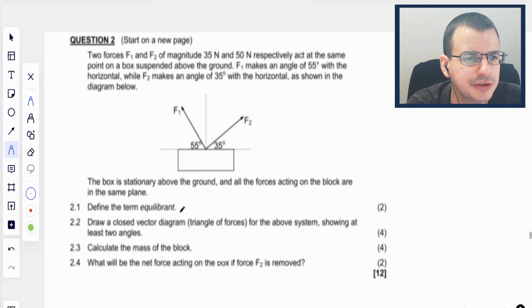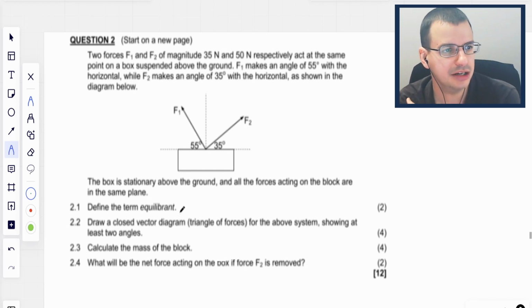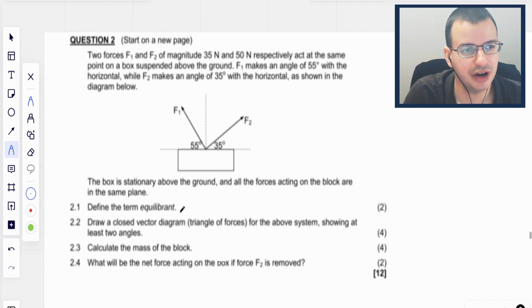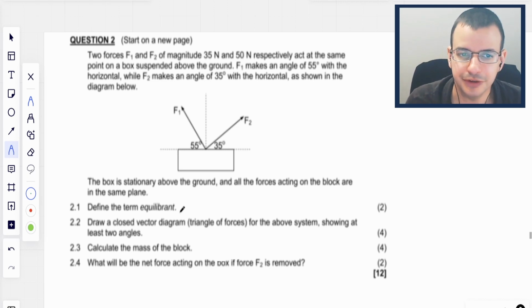Two forces, F1 and F2, with magnitudes 35 and 50 respectively, act on the same box suspended above the ground. F1 is at 55 degrees and F2 is at 35 degrees with the horizontal, as shown in the diagram below.